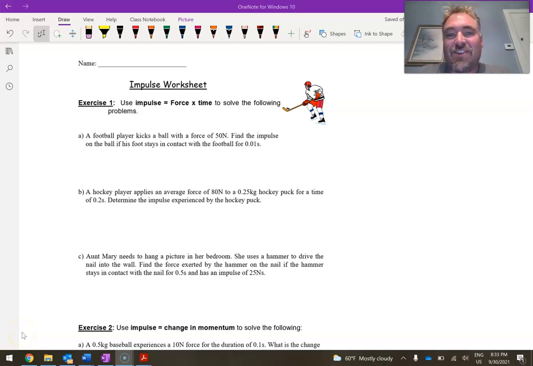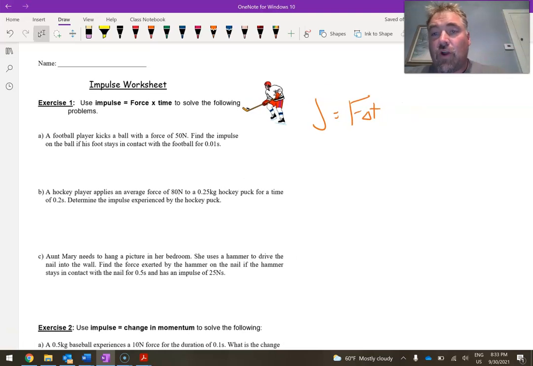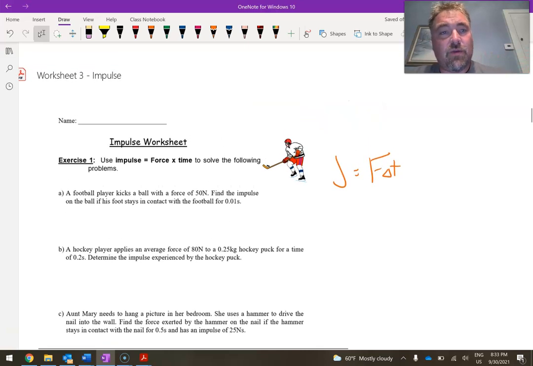Hi. All right, so let's take a look at the impulse worksheet. In the impulse worksheet, we're using the fact that impulse, by definition, is the force times the change in time. And remember, we got this from Newton's second law of motion. Newton's second law stated that force was equal to mass times the acceleration.